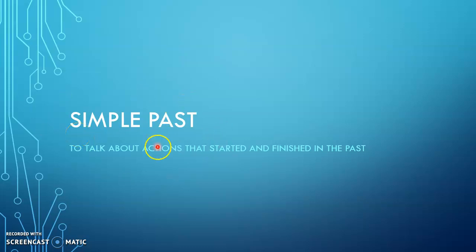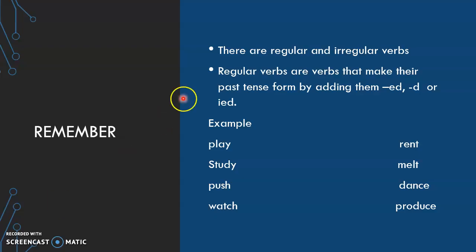Okay, the past simple. We use the past simple to talk about actions that started and finished in the past. If you remember, we have already practiced some verbs in the past. And I've told you that there are regular and irregular verbs. Regular verbs are the verbs that we have to add ed or ied to make the past tense.